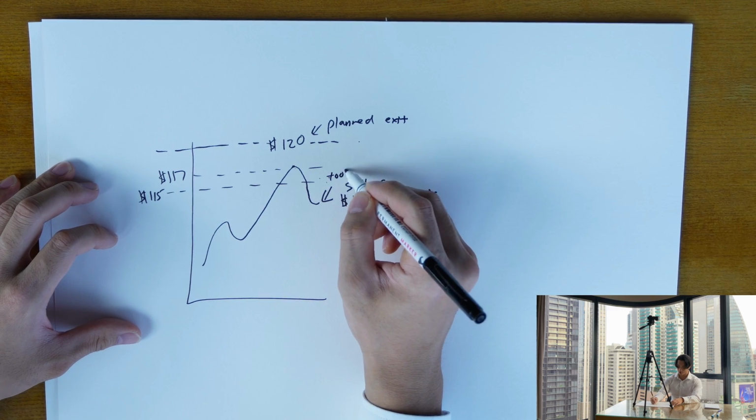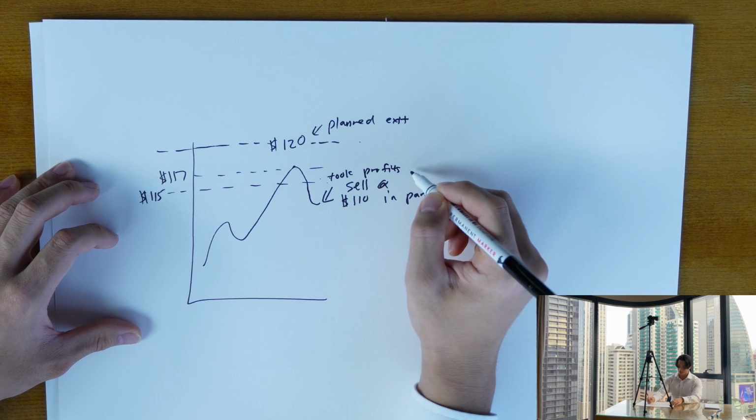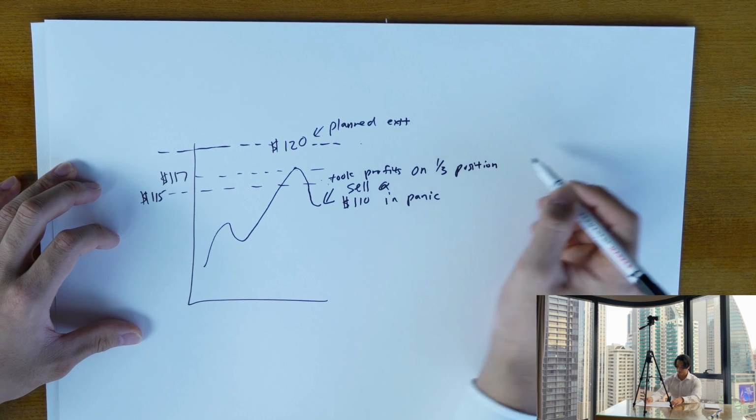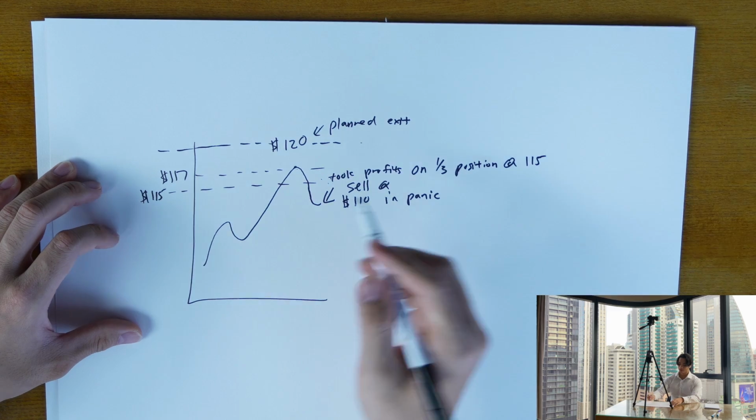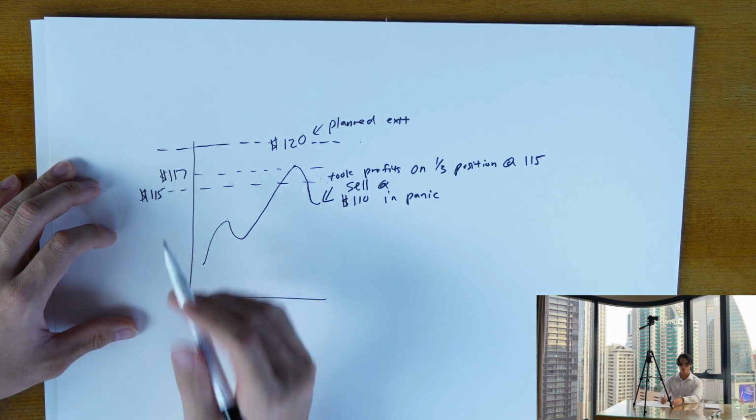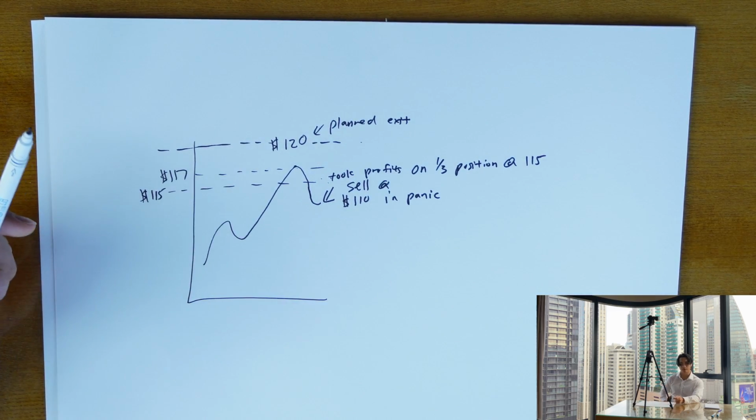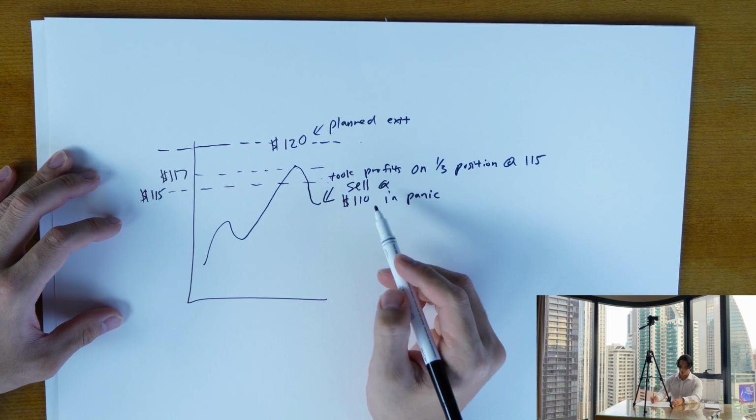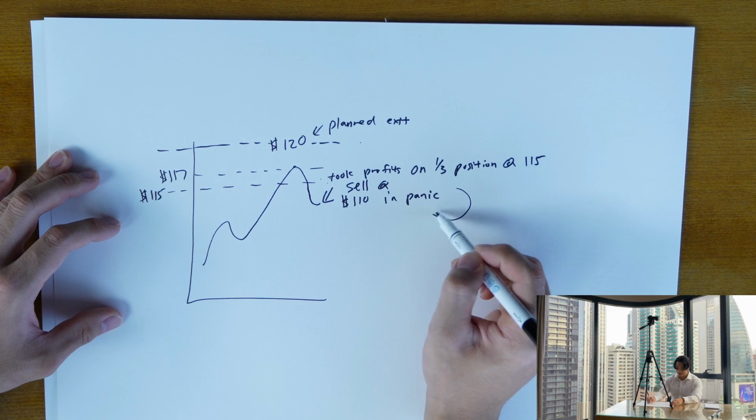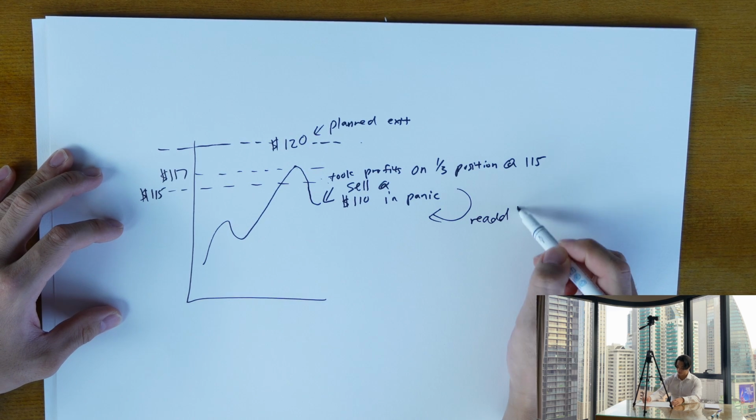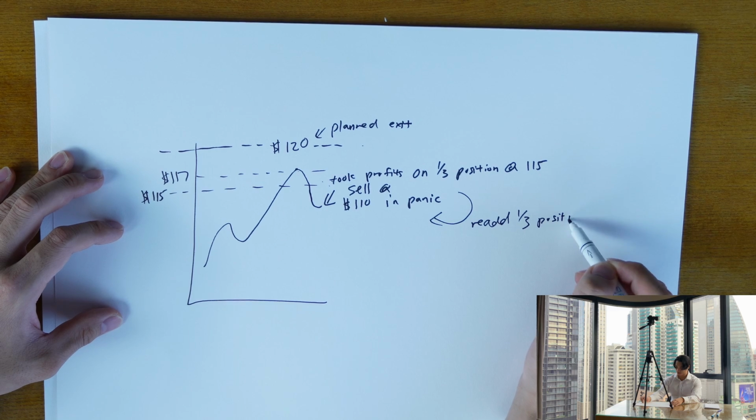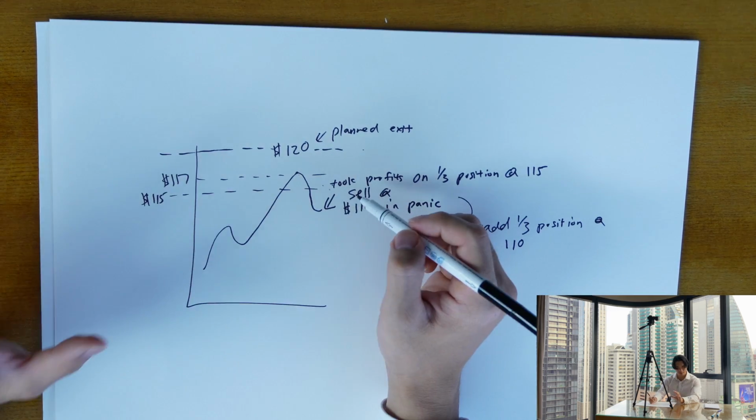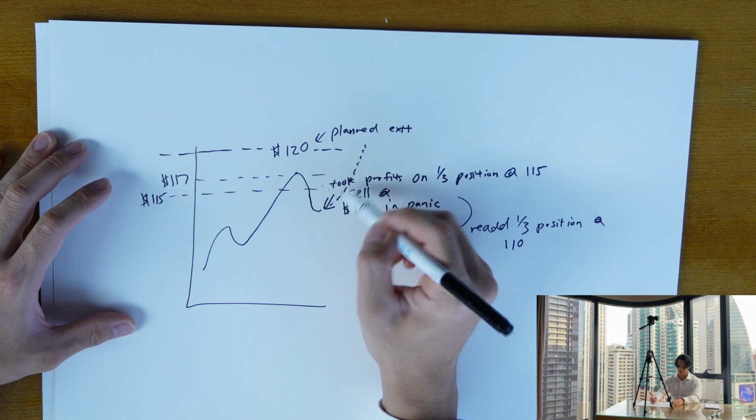But what happens if you already took partial profits at 115, right? Let's say you took profits on 1/3 position at 115. Now you're already in the green, right? You already have some money in the bank, because you cashed out a little bit. Now that you see this dip at 110, you can re-add 1/3 position at 110 in anticipation of the stock going higher, right?